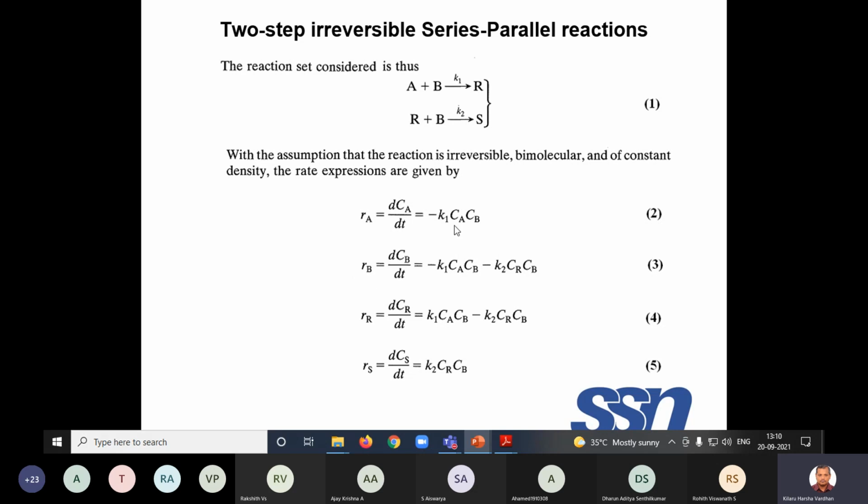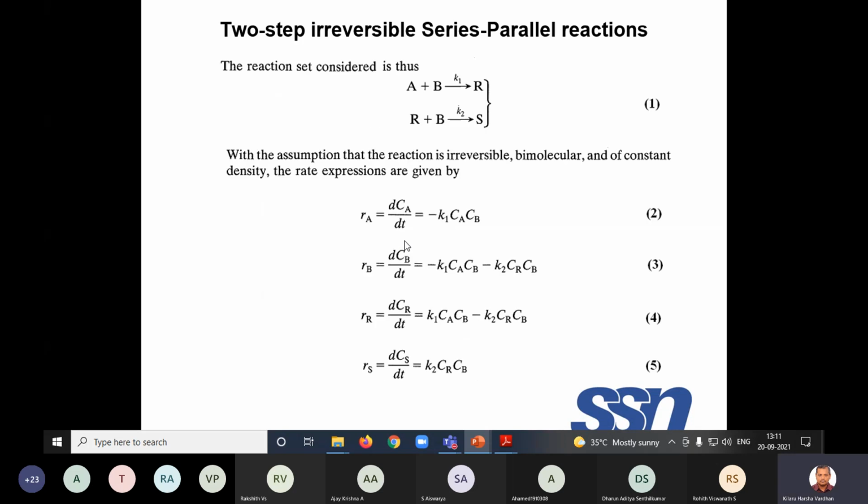Okay. So now RR is the formation. Here it is formation and here it is disappearance. So you want the net rate of formation: formation minus the disappearance. So it is K1 CA CB minus K2 CR CB. And formation of S is nothing but only one reaction, right? So RB and RR are what is more important now, because with respect to B it is a parallel reaction, and with respect to R it is a series reaction. Right?